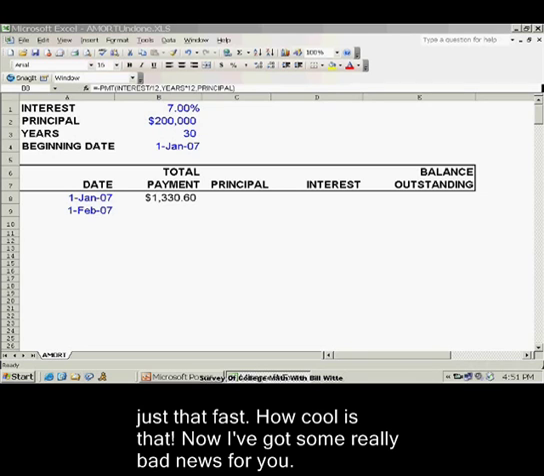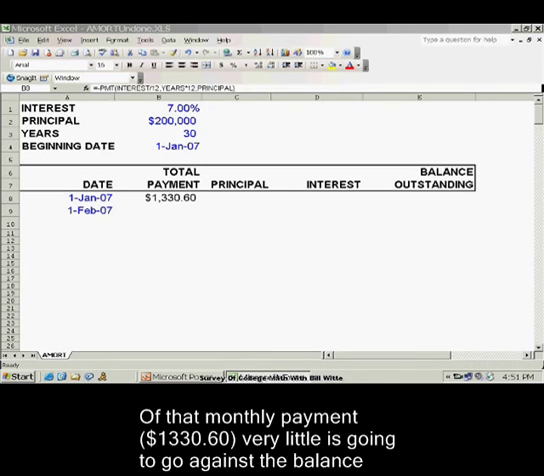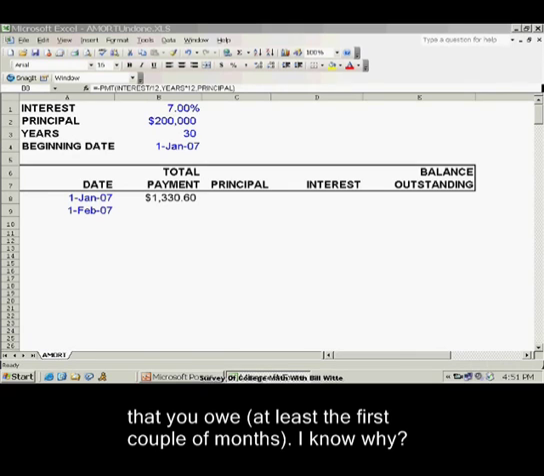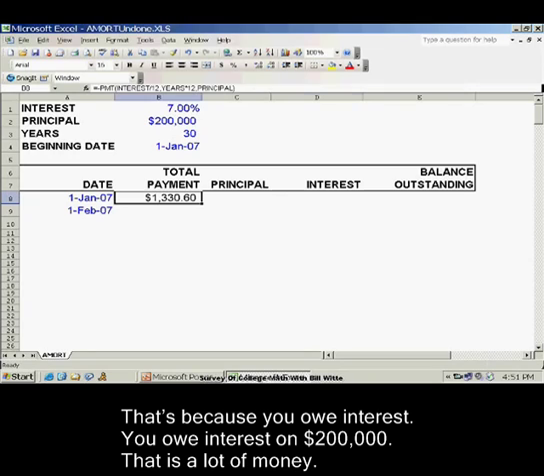Now I've got some really bad news for you. Of that monthly payment, $1,330.60, very little is going to go against the balance that you owe, at least for the first couple of months. You know why? Because you owe interest, and you owe interest on $200,000. That's a lot of money.